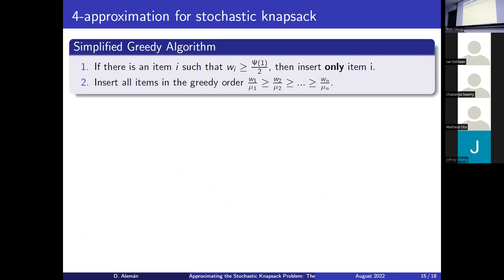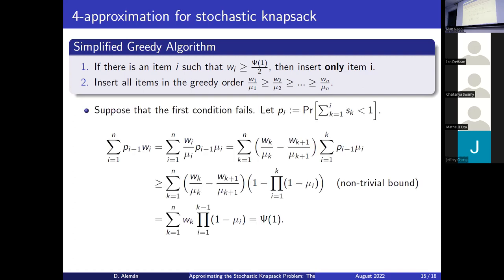Now consider a simplified greedy algorithm. If there is an item i such that w i is at most C of 1/2, then we insert only that item. We're being very simplistic here, of course, since if we did not exceed capacity, we can insert more items. But for the sake of analyzing this algorithm, we will assume that we insert only one item. And if this condition fails, then we insert all items in the greedy order. I'm going to skip a crucial step in that proof, but otherwise, it should be there.